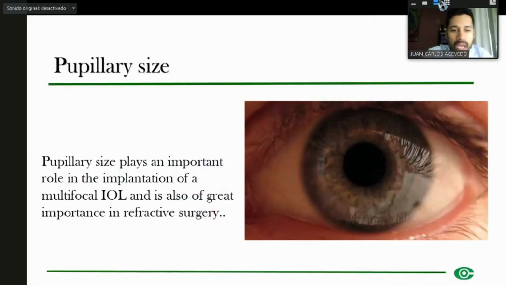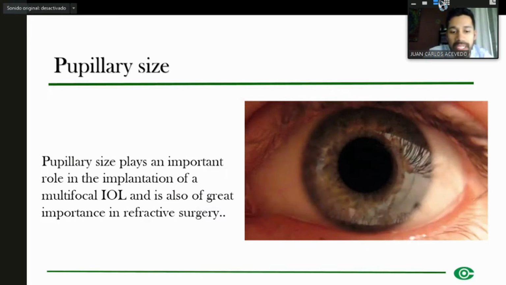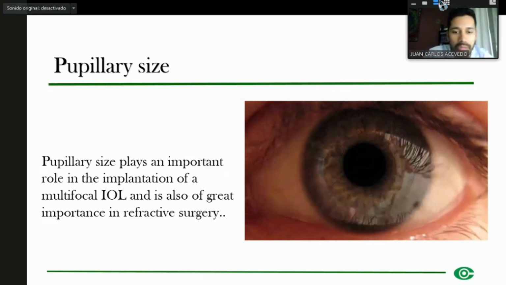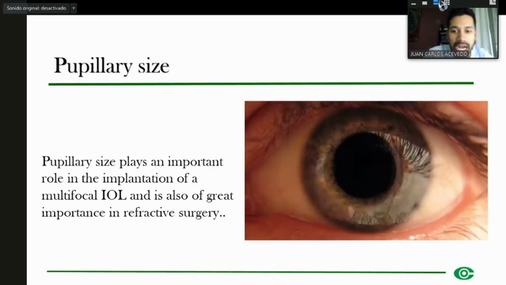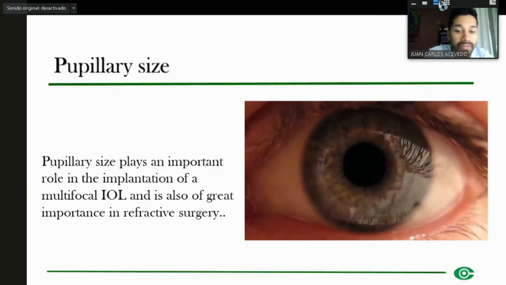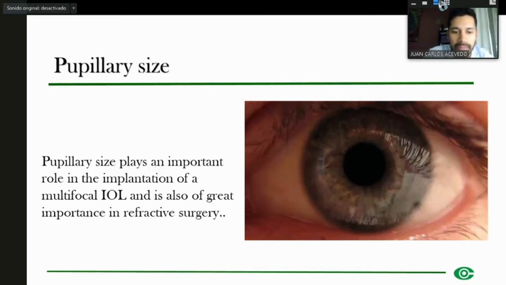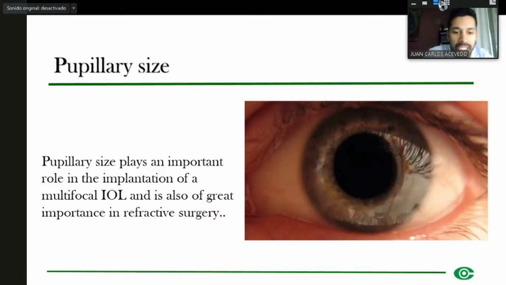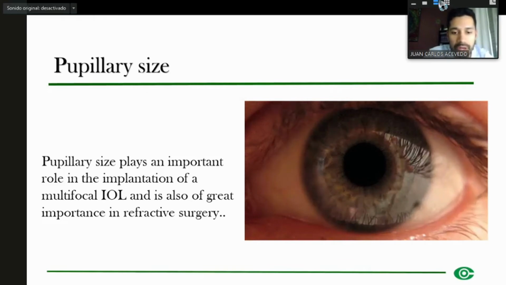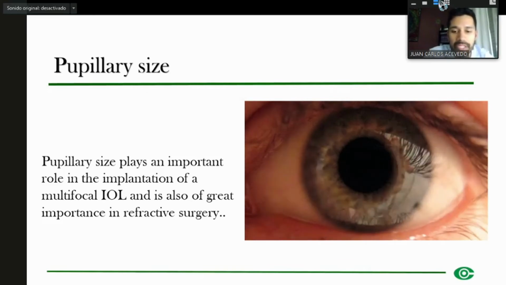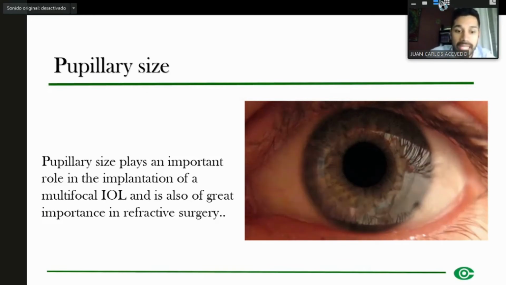Well, all this in relation to pupillary size determines the optical centration of the multifocal lens. Pupillary size plays an important role in the relation of multifocal IOL and is also of great importance in refractive surgery in the centration and the visual area. A pupillary size greater than 3 millimeters and less than 5 millimeters in photopic condition is ideal.